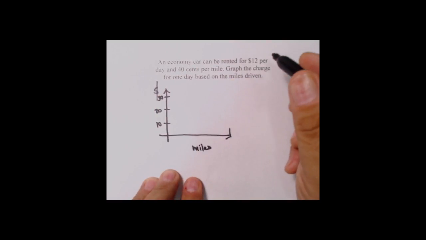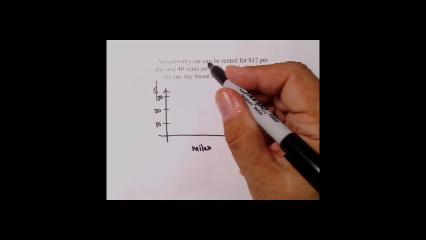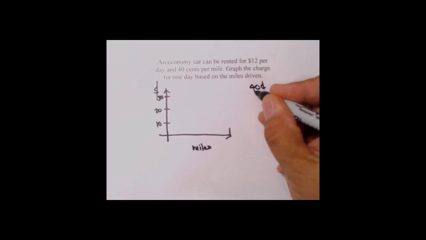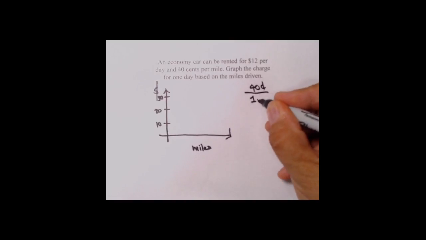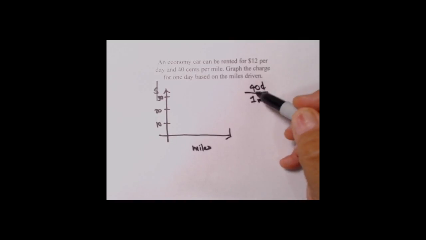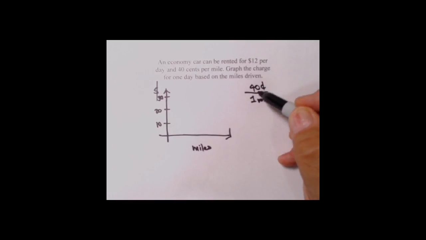Now, the number of miles driven. Notice that it costs 40 cents per mile. So 40 cents per 1 mile. Okay, now, we always want the units and cost to be the same, so we're going to change this 40 cents to dollars notation, and it will be $0.4 over 1 mile.